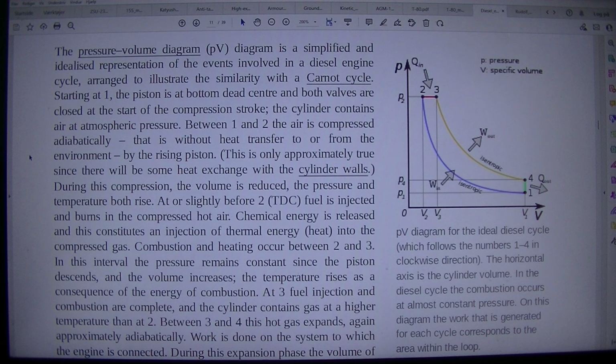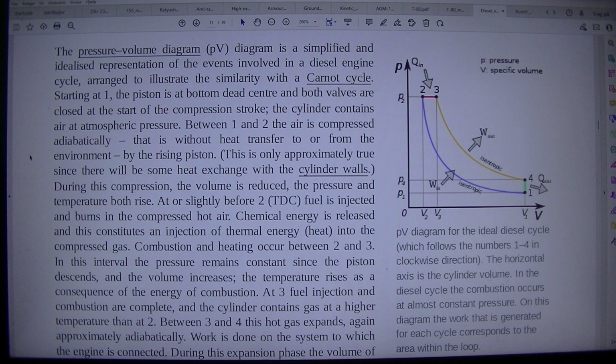The horizontal axis is the cylinder volume. In the diesel cycle, the combustion occurs at almost constant pressure. On this diagram, the work that is generated for each cycle corresponds to the area within the loop.